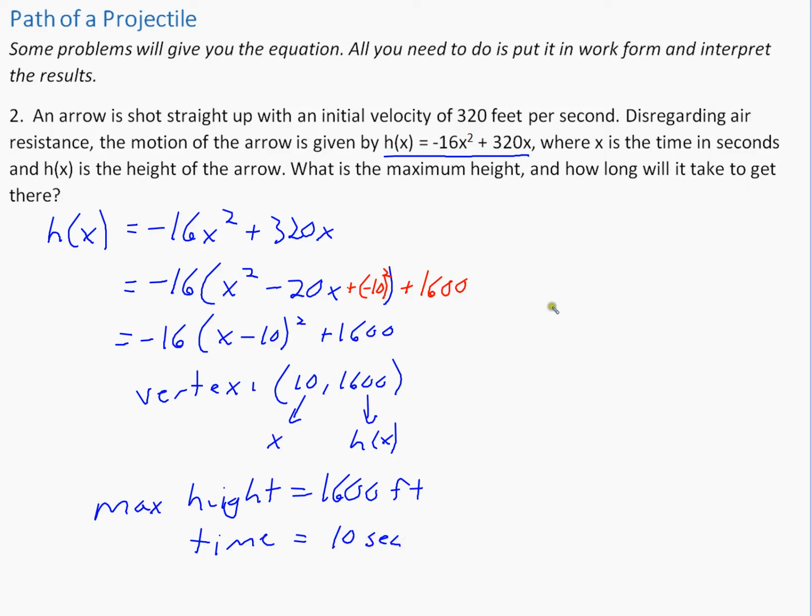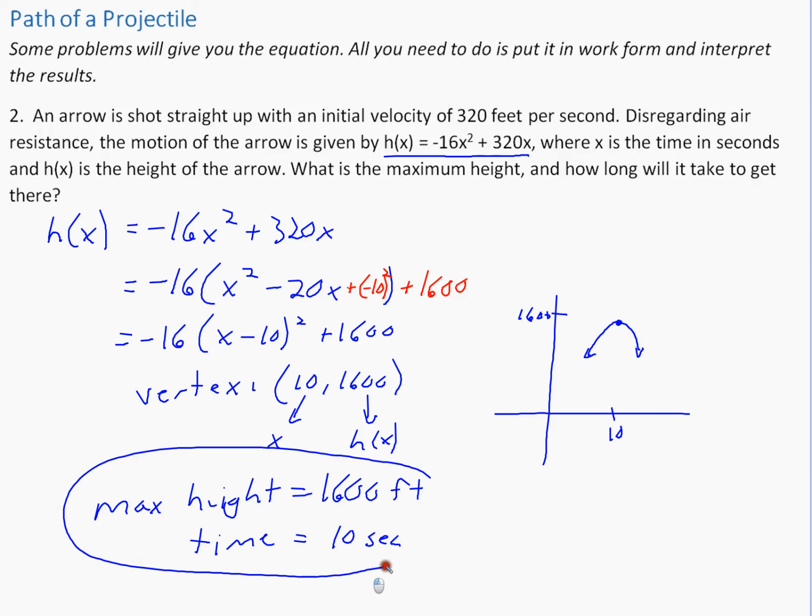If we wanted to, we could sketch a graph. We're not going to write up to 1600, but we get an idea of what this looks like. So if this is 10 seconds, we'll say just this is 1600. This is going to be a parabola opening downward. And so we have all these different heights along here. It gets its absolute highest at 10 seconds, and it reaches 1600 feet. You don't need the parabola. That was just to show you.